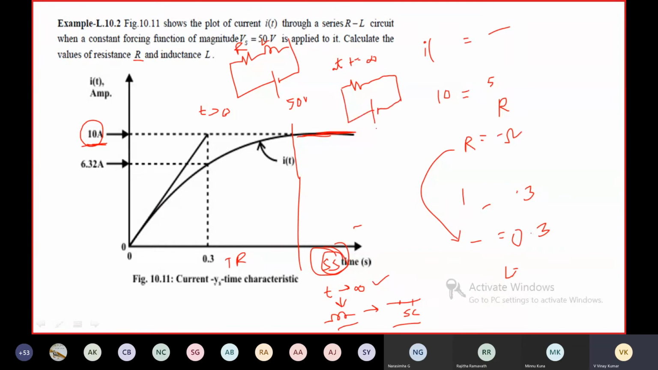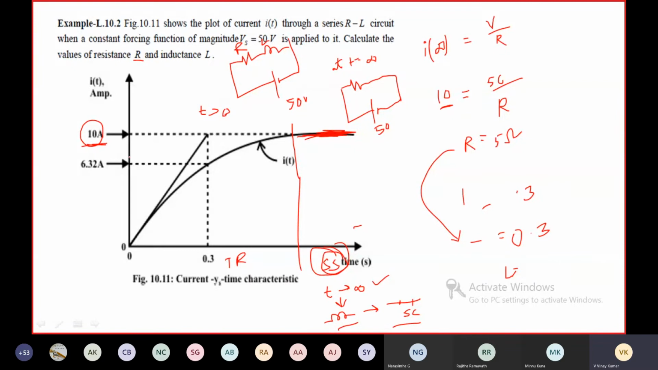Then what will be I of infinity? I of infinity is equal to V by R. So I of infinity is 10 amps. The steady state value is 10 amps, because finally this current reaches 10 amps. So 10 is equal to 50 by R. From this, R is equal to 5 ohms.